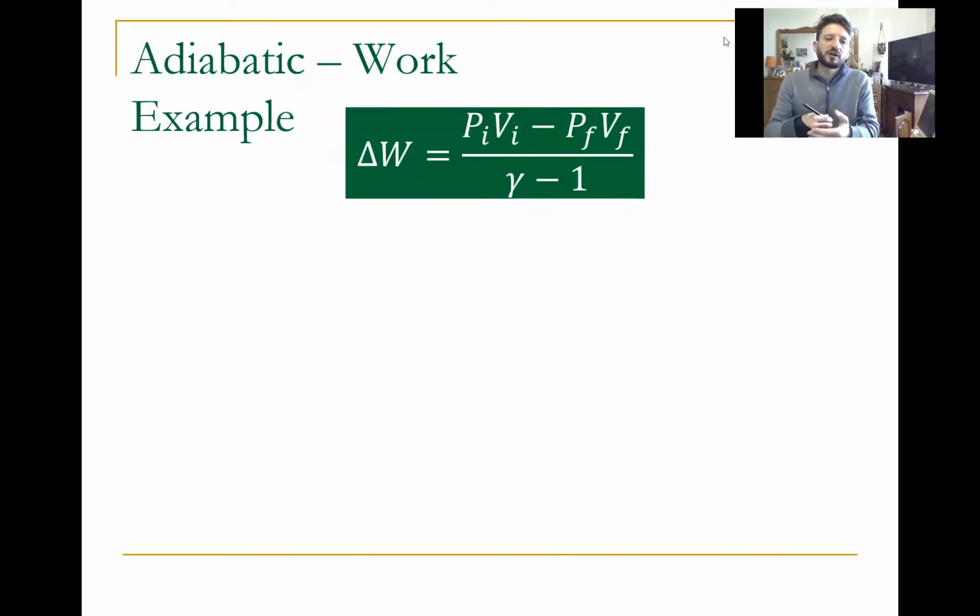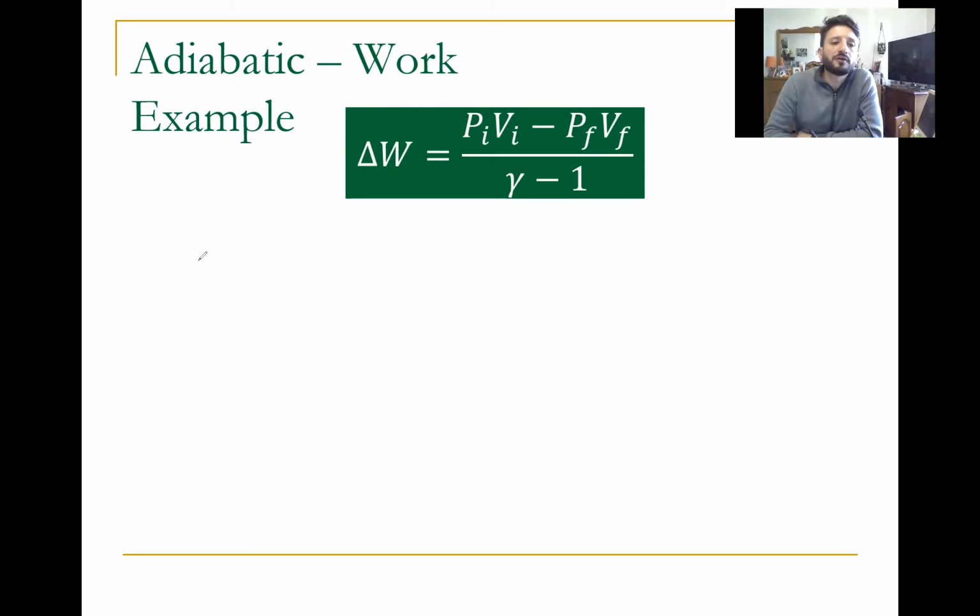An example: I want to find the work done during the adiabatic process. Okay, you know, the work in the case of an adiabatic process equals P initial V initial minus P final V final, divided by gamma minus 1. You can use it directly to solve any problem, or if I ask you to find it, you have to derive this relation. You have two methods to find it.